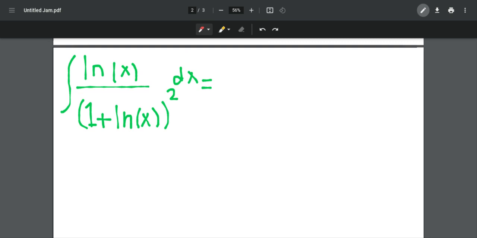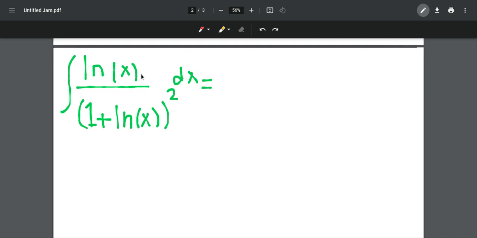The integral of natural log of x over 1 plus natural log of x, whole thing squared. First of all, you may think that it's a u substitution integral, but it's not. If you let u be equal to the denominator, 1 plus natural log of x, then it would be a very nasty integral. Instead, I'm going to use integration by parts, or we can say the DI method, the derivative of integral.